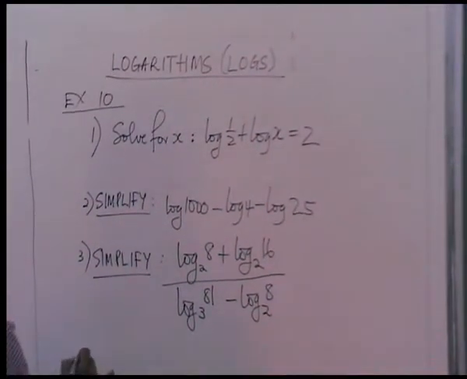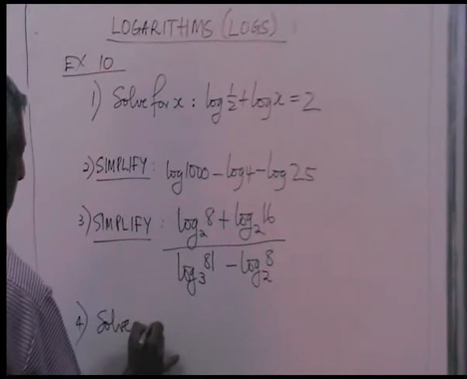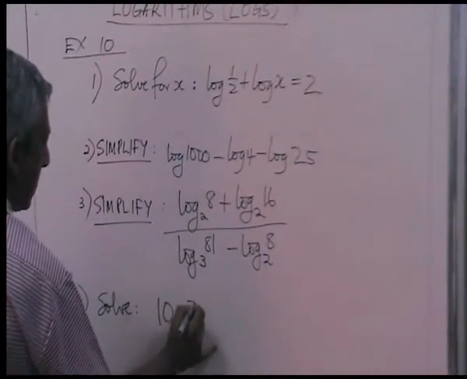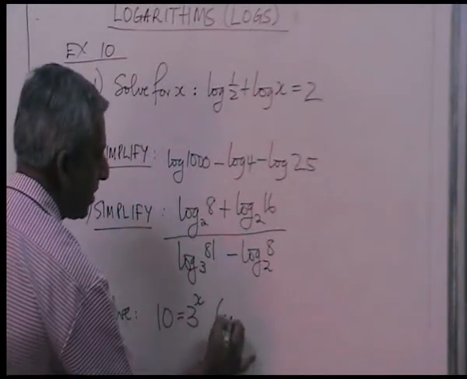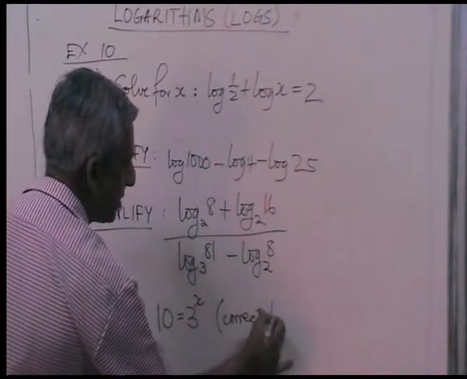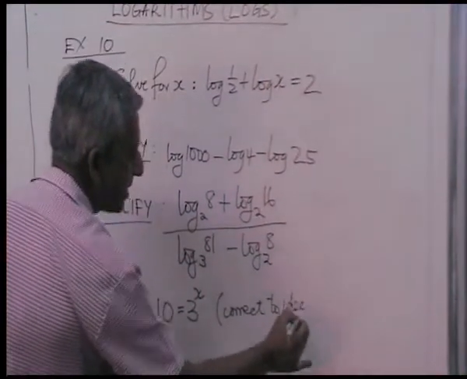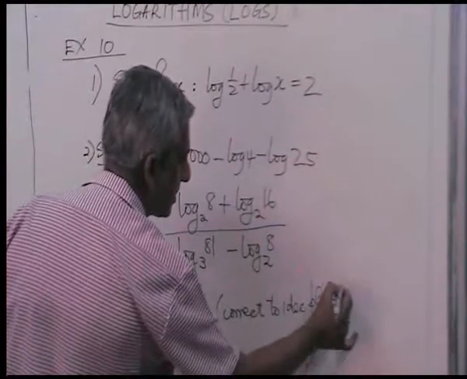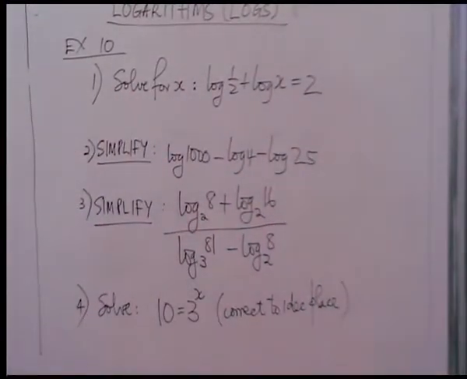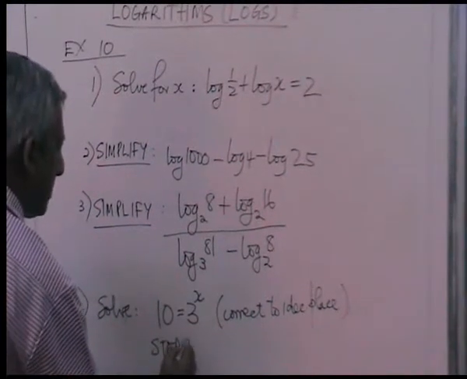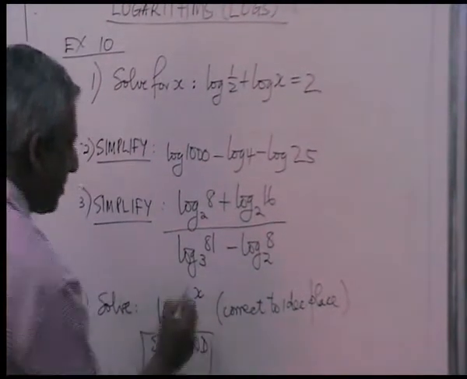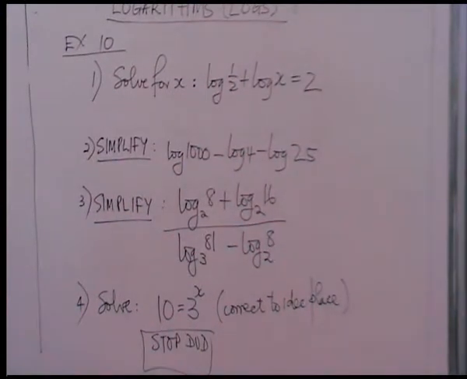And finally, number 4, you are required to solve 10 is equal to 3 to the x. And of course, we want your answer correct to one decimal place. All right. So try these 4 examples and then return to us to mark them for you. You can stop the DVD and try the examples and return for marking exercise.